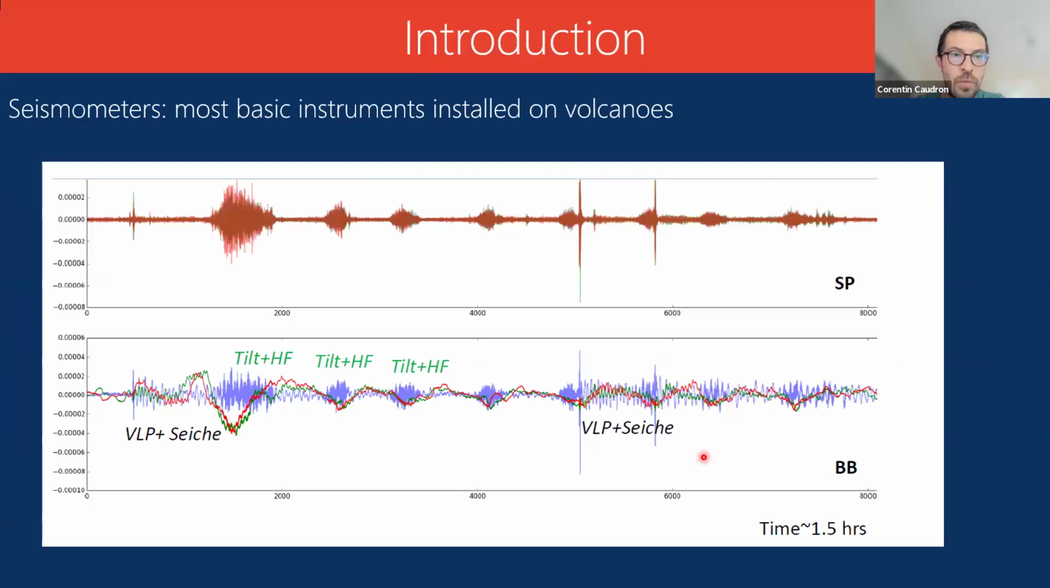And something I forgot to mention: if you want to compare a short period sensor, so let's say the cheap sensor, and the broadband sensor, that's exactly the same seismic trace. It's an hour and a half here, seen by those different sensors. On top, you have the short period sensor, and below you have the broadband sensor. And you can see that you have many more ground motions, and actually very low frequency ground motions, which you can capture with the broadband sensor.